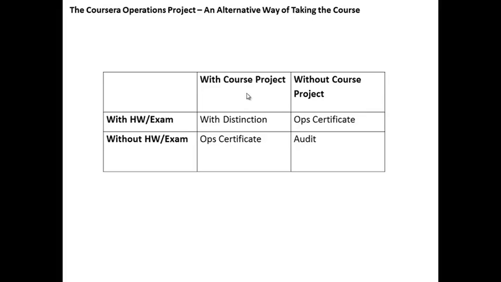Then, if you are doing a course project, and there's a whole separate video that you'll find on this site that explains what I call the Coursera Operations Project, or COP for short, in that case, you can still get a certificate without actually doing the homeworks. Now, if you do neither, a very significant number in the past really just said, we want to watch these videos, learn a little bit about operations, you can just audit the course. That means you have no homeworks and you have no projects.